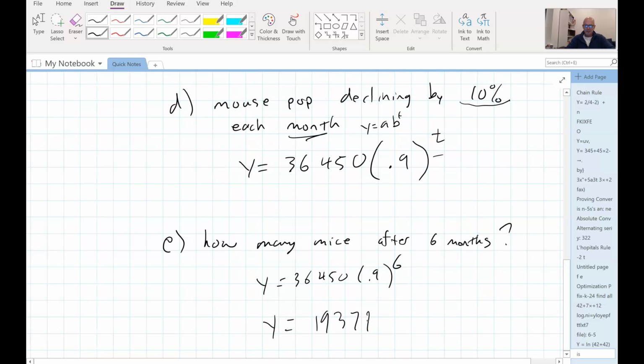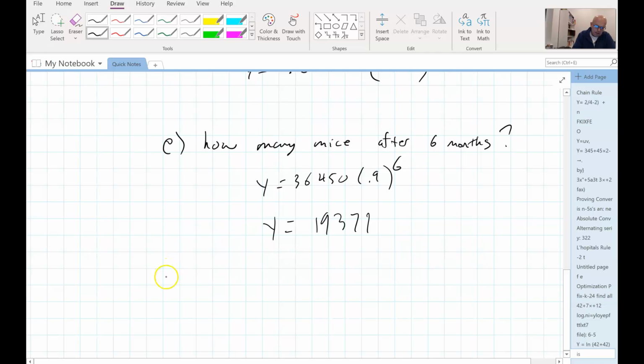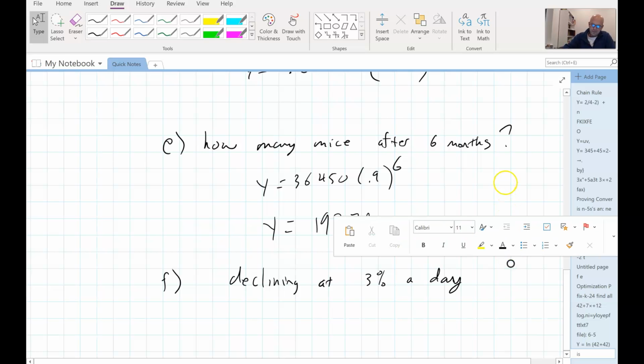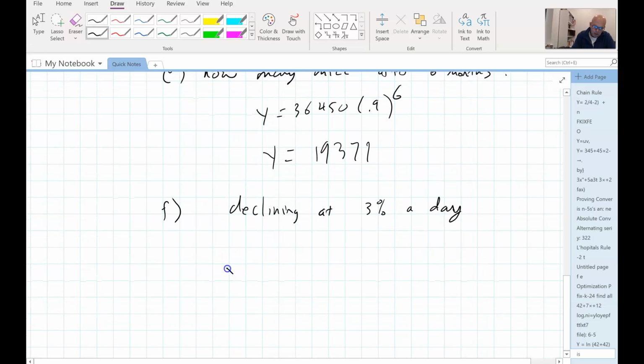Okay? Now let's say a horrible rat disease came in, and now they're declining at 3% a day. So we're going to take our most recent population, the 19,371, because that's what we know now. And since I'm declining 3%, that would be 0.97, because it's 3% less than 100%. And we would put a t up there. That would be the model.